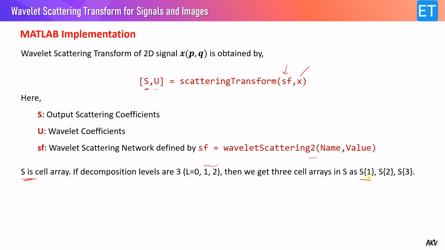So S1 will carry only the scattering coefficients of 0 order, I mean L equal to 0. As we know, L equal to 0 contains only the convolution of your signal and the scaling function. So the S1 cell array will include only the convolution of your image and the scaling function. As we know that the scaling function is a low pass filter, convolution with the image will definitely give you a blurred image. I mean, if you see those coefficients, it is just blurring of your image, right?